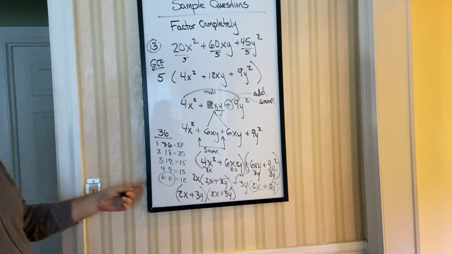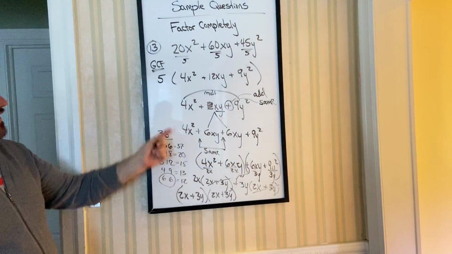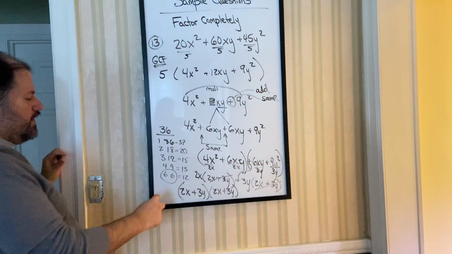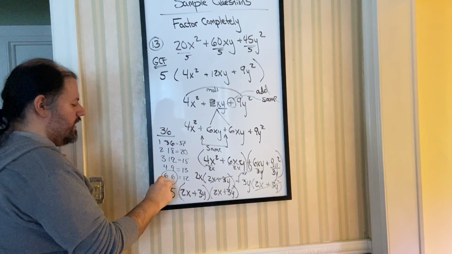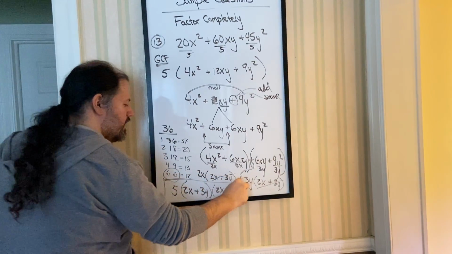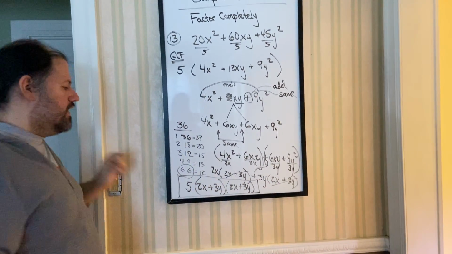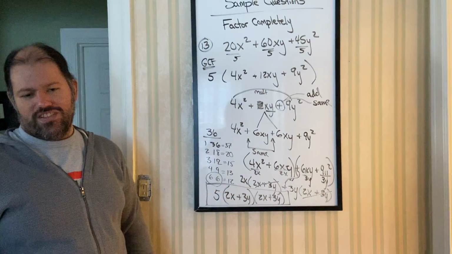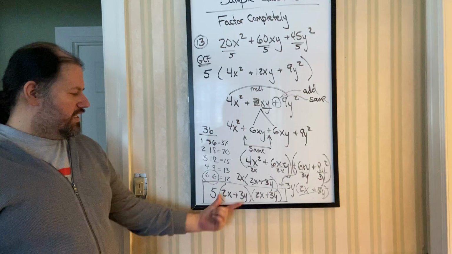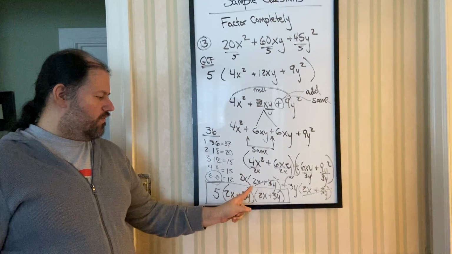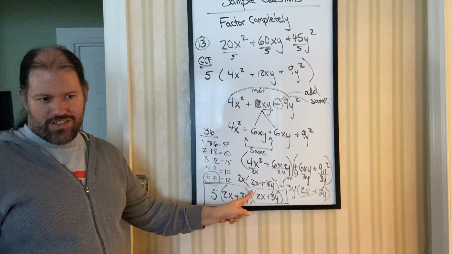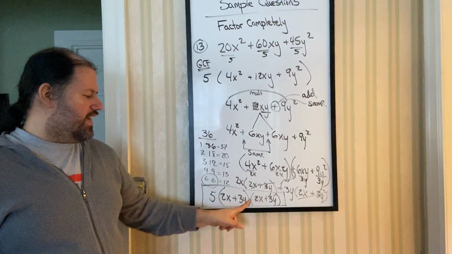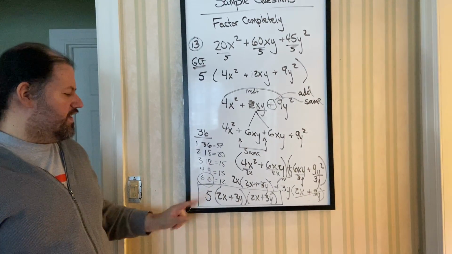And this is not your final answer. You had a GCF. So make sure you bring down the GCF. So your final answer is the 5, the parentheses 2x plus 3y, and the second set of parentheses of 2x plus 3y. Now sometimes you can write this as 1 and put a little square here, because if you put a square, that means you have 2 of the same parentheses. But for me, I just write them out as 2 separate ones and then the GCF in front.